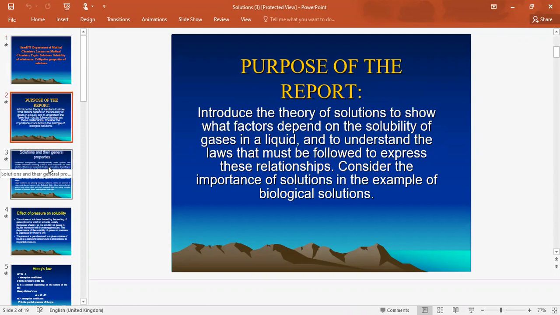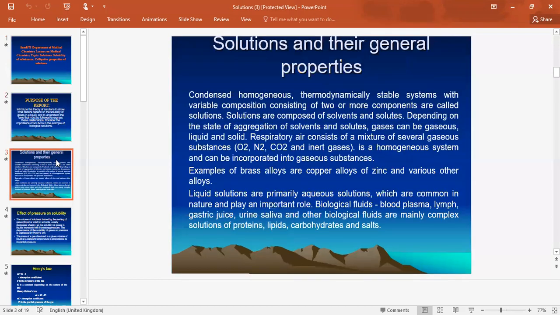This is the purpose of the report. In this lecture, first we introduce the theory of solution, then which factors the solubility of gases depends on, and then colligative properties of solution. First, we discuss the definition of solution.